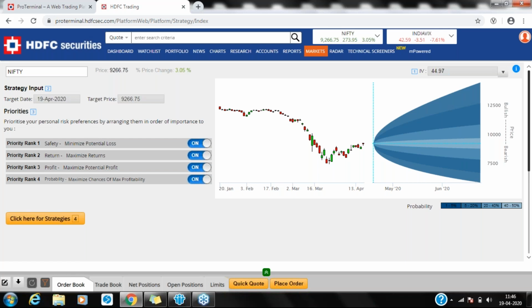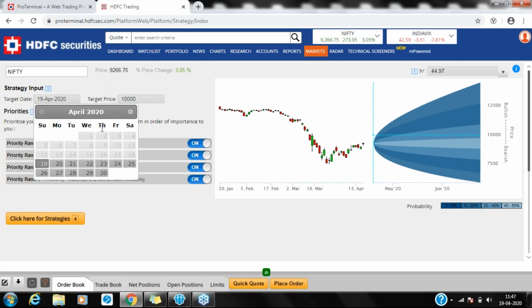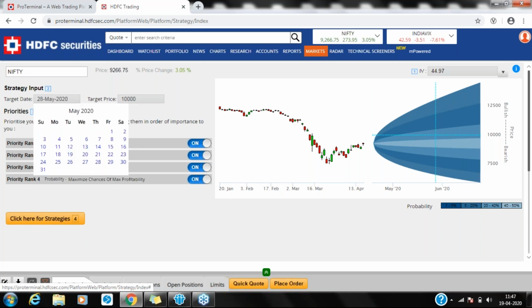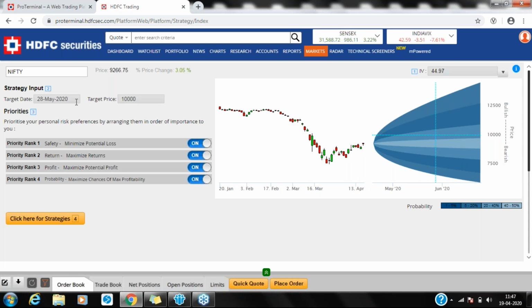One is the target date and another is the target price. In target price, you have to enter whatever price you're expecting the market to reach, either up or down. So let's suppose I am expecting the market to go up to 10,000 level, and I am expecting it to reach 10,000 by next expiry, the 28th of May, I will say. So only two inputs I have to enter. This is the first step.